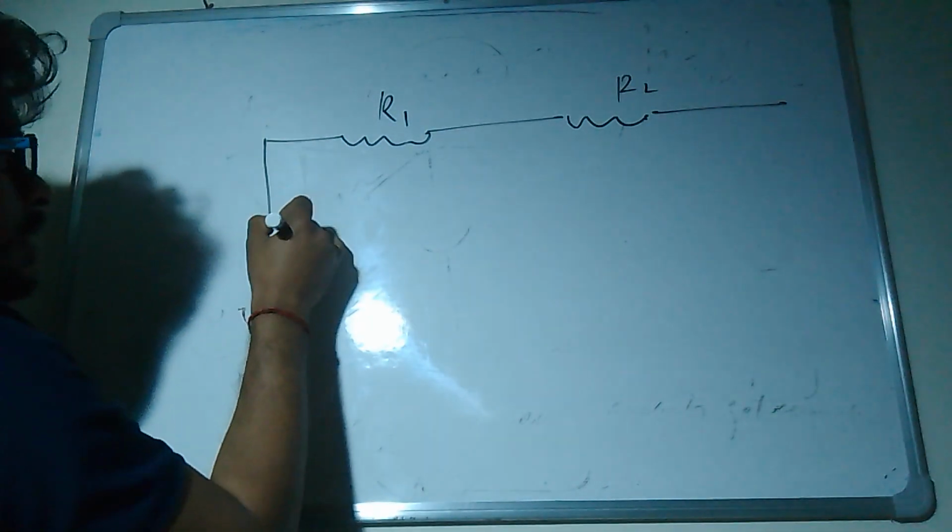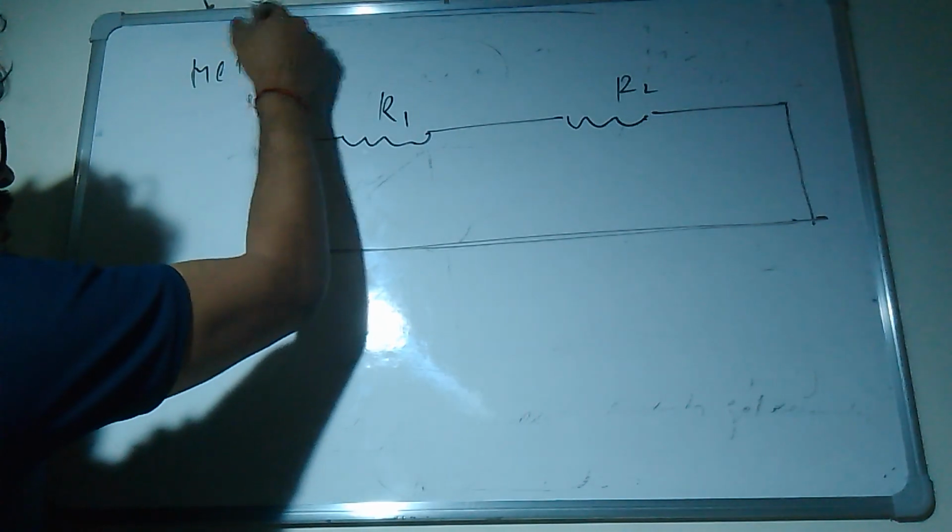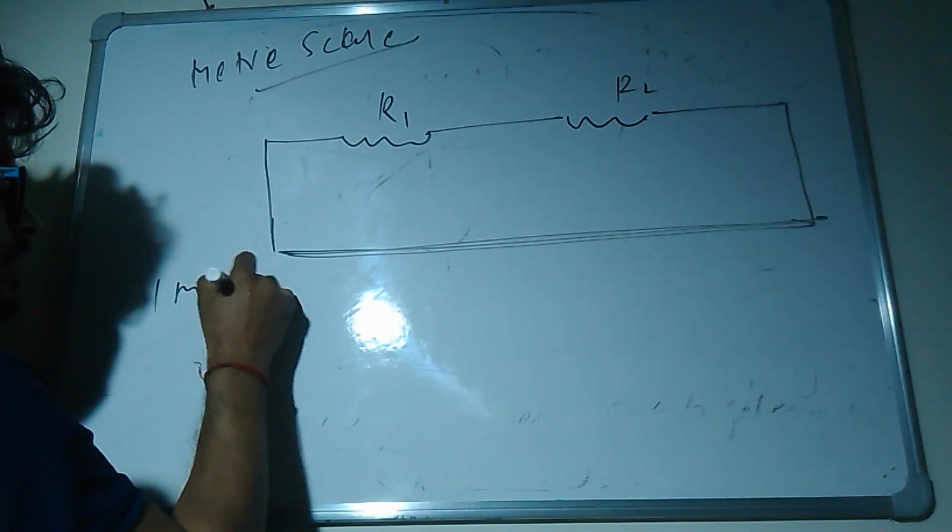Now we will talk about the meter bridge. We are connecting this resistance R1, and here we are taking another resistance R2, and here we are taking a meter scale. This meter scale strip is of 1 meter, so the length of the strip is 1 meter, which means 100 centimeter.